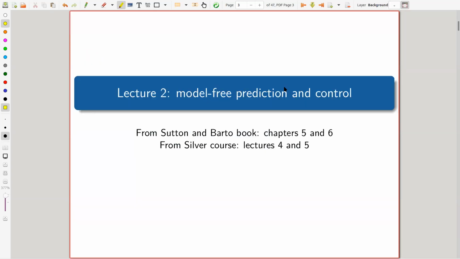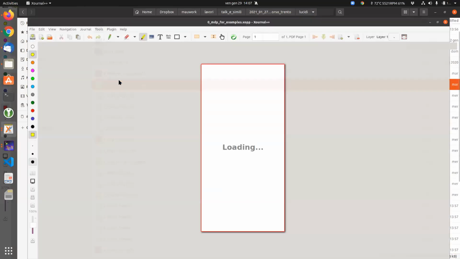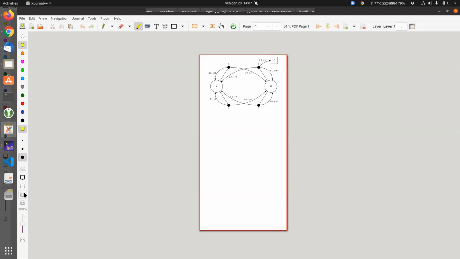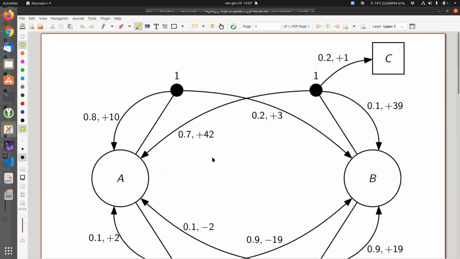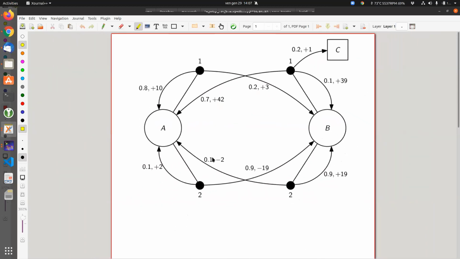Okay, this is the second lecture, on the case when we don't have the model. Let me recall something from yesterday. We have this decision problem. Maybe I can show you in this usual example. So we are concerned with this kind of problem.